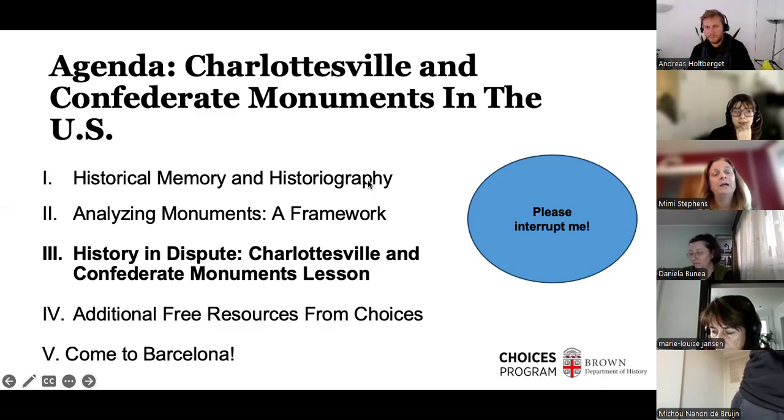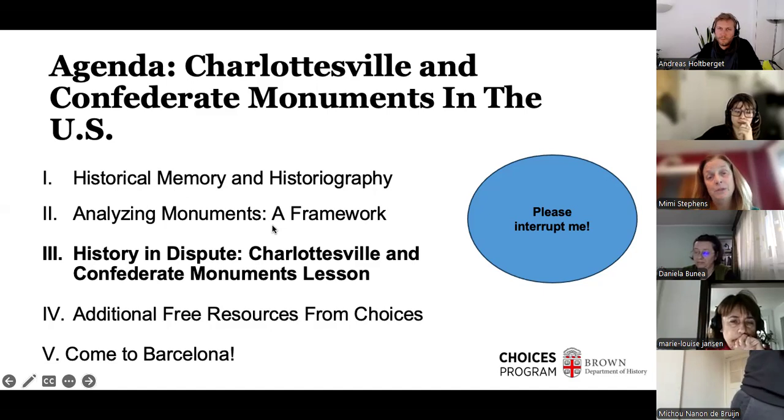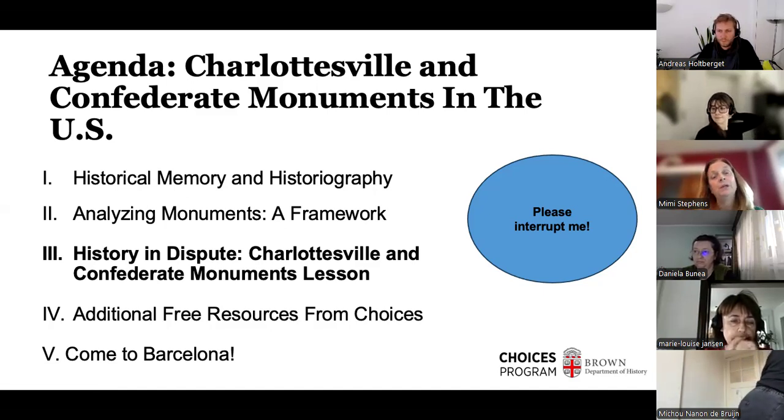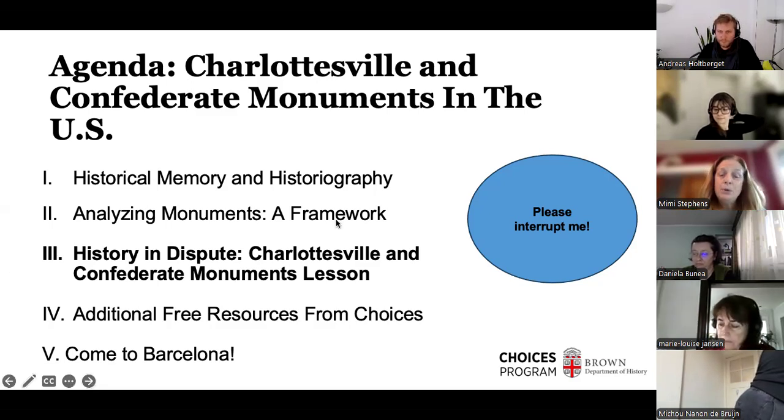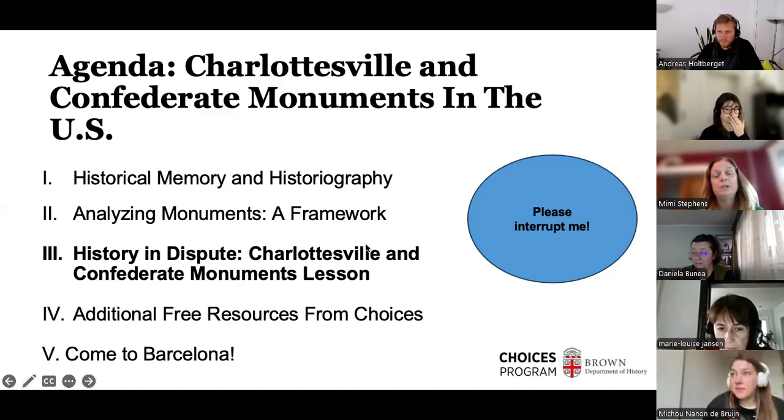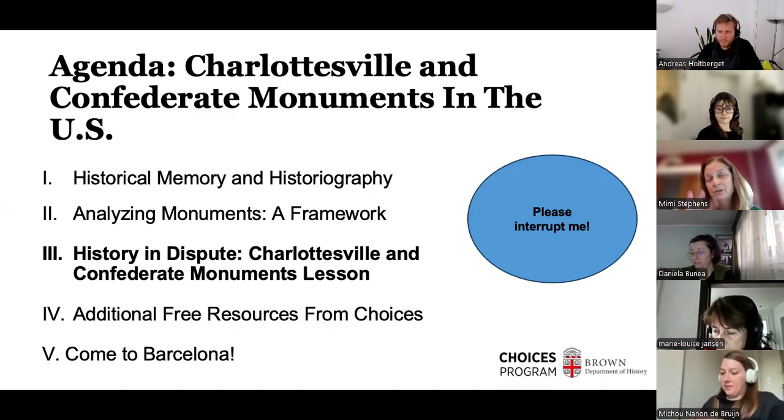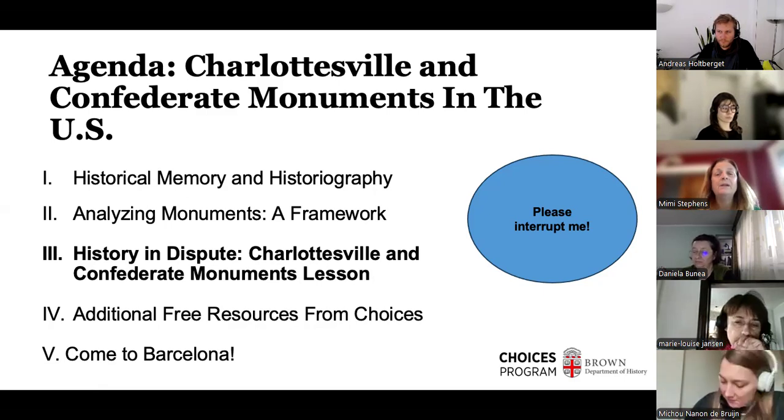After we do that, I will share with you a framework for how to analyze different monuments. Again, you might use it with our Charlottesville lesson, but you might use it with other monuments that you'll be analyzing. Most of our time will be spent looking at the History and Dispute: Charlottesville and Confederate Monuments lesson. We will do an abbreviated version of that. We don't have time to do everything, but I want to walk you through what's there and have you experience some of the pieces of it.